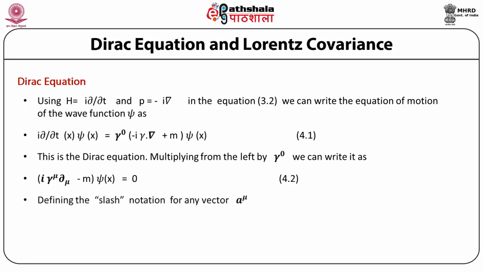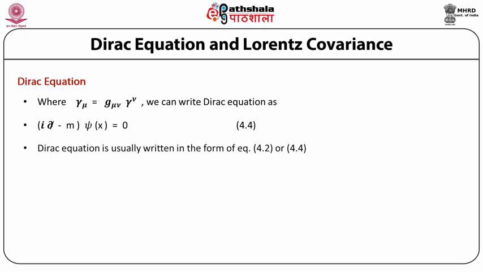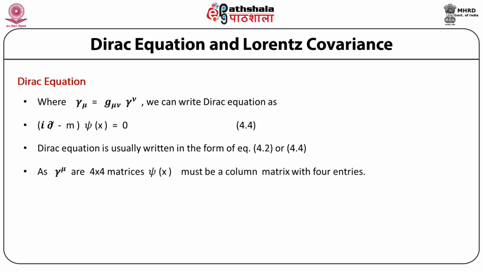Defining the slash notation for any vector a mu, a slash is defined as gamma mu a mu, with mu upstairs and mu downstairs, or mu downstairs and mu upstairs, where gamma mu is equal to g mu nu gamma nu. We can write the Dirac equation as i d slash minus m operating on psi of x is equal to 0. Dirac's equation is usually written in the form of 4.2 or 4.4. As gamma mu are 4 into 4 matrices, psi of x must be a column matrix with 4 entries.